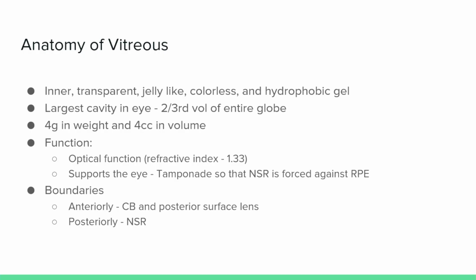Function of vitreous is optical function. It has a refractive index of 1.33. It has a supportive function. It forms a tamponade so that the neurosensory retina is forced against the RPE.